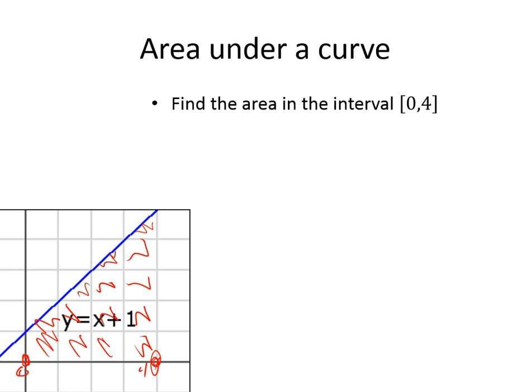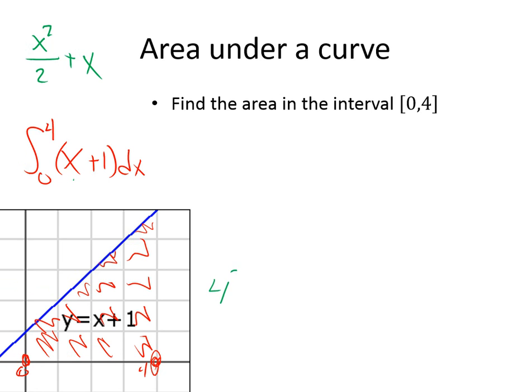What we're going to do now is use the integral from 0 to 4 of x plus 1 dx. Now we're going to solve this. The first thing we've got to do is find the antiderivative of this. Using the power rule, the antiderivative would be x squared over 2 plus x. Now we plug in a 4 for x, so it'd be 4 squared all over 2 plus 4, and then we subtract that from 0 squared over 2 plus 0.